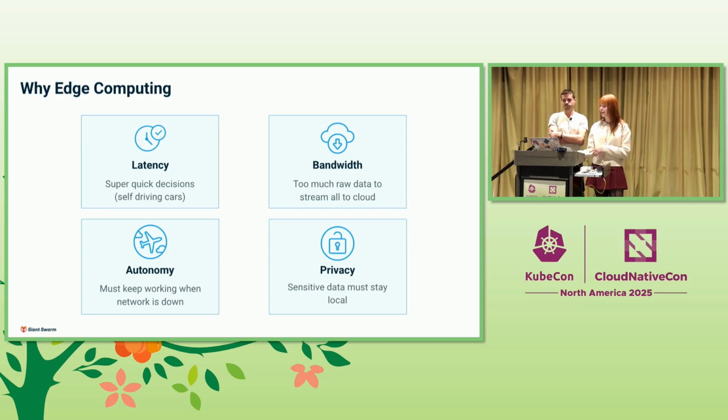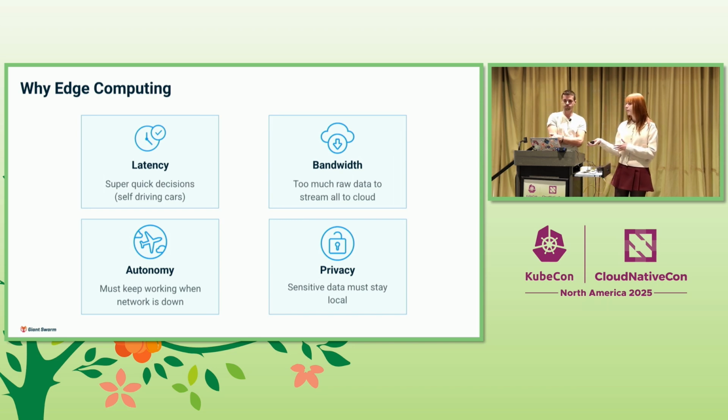In any case, the other thing that you might be concerned with is bandwidth. So if you have a lot of data, then you cannot just stream all of it to the cloud, or you don't really want to. In this case, you want to do some sort of pre-processing, and then you would proceed by sending the data to the cloud. Then you also have autonomy as a big one.